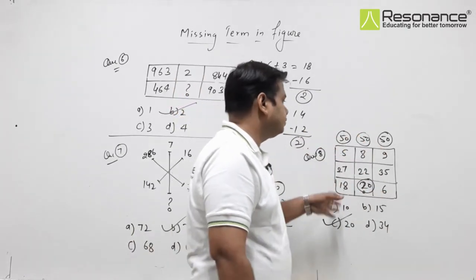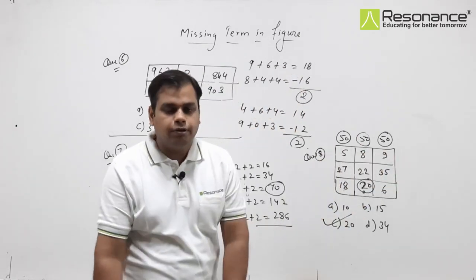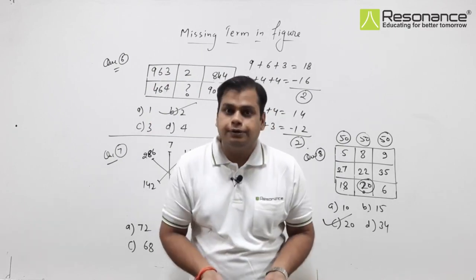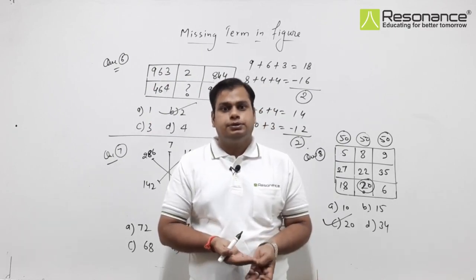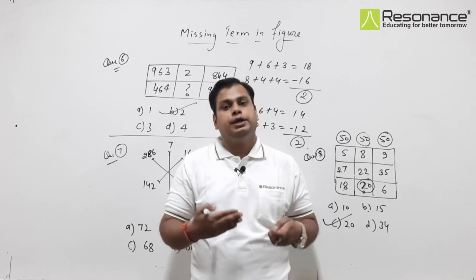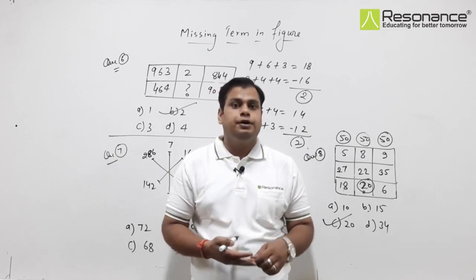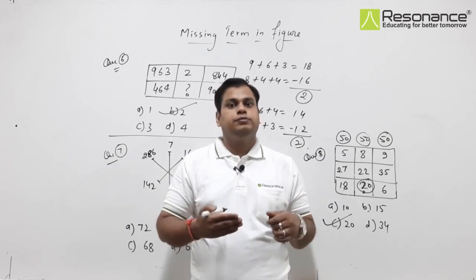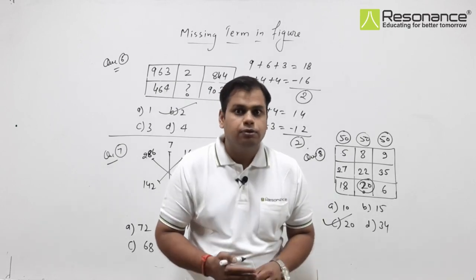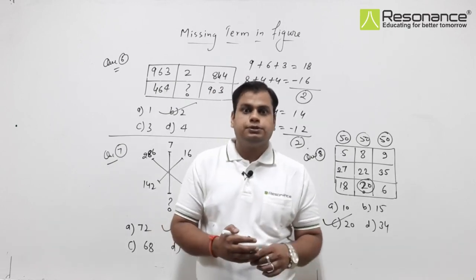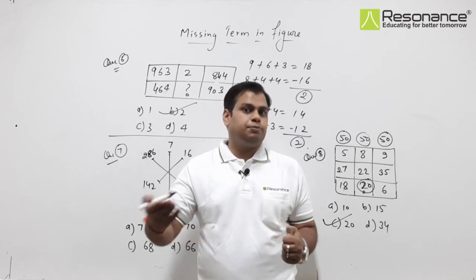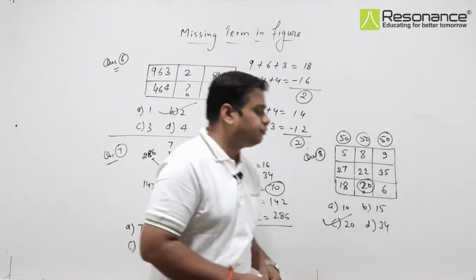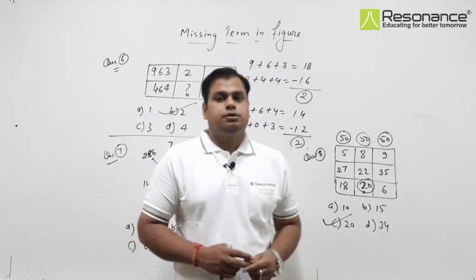So sum of numbers row-wise or column-wise is also a good logic. The more questions you solve, the more logics you will learn. Remember this thing: the more questions you solve, the better and more logics you will get. And the more logics you learn, the next question you are solving will become easier to solve because you have already learnt so many logics. Maybe one of those logics can be applied in the next question. So this is how we have solved the question of missing term in figure. Okay, thank you.